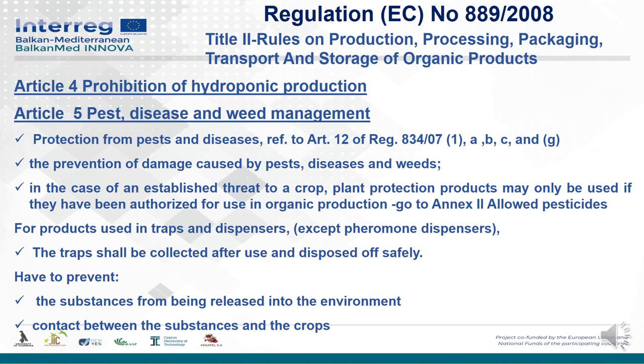So the protection is mainly based on prevention, the prevention of damage caused by pests, diseases, and weeds. In the case of an established threat to a crop, plant protection products may only be used if they have been authorized for use in organic production. So we have to go to Annex 2, which lists the allowed pesticides, but they are not really pesticides.